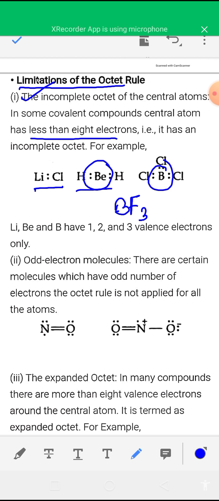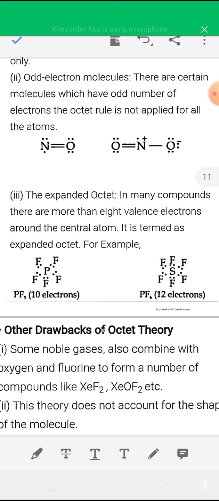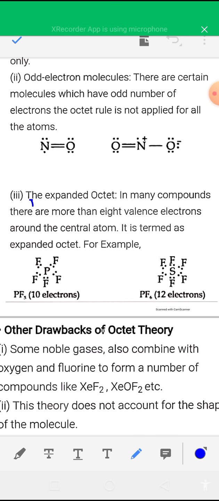So these are incomplete octets, although these compounds exist. In some chemical compounds, the central atom has an incomplete octet. The second limitation is the expanded octet. In many chemical compounds there are more than 8 electrons in the valence shell of the central atom.